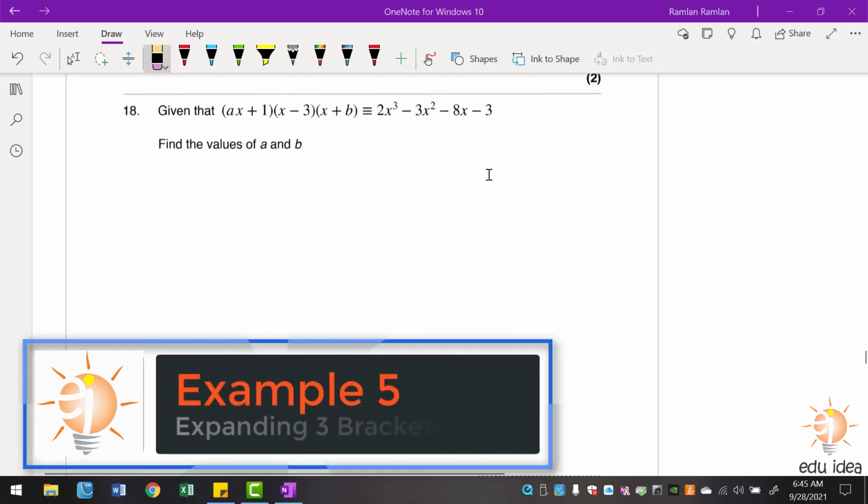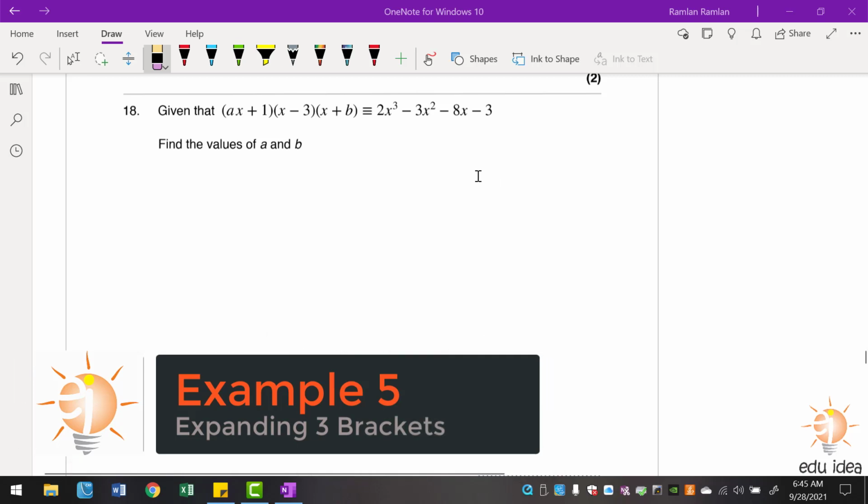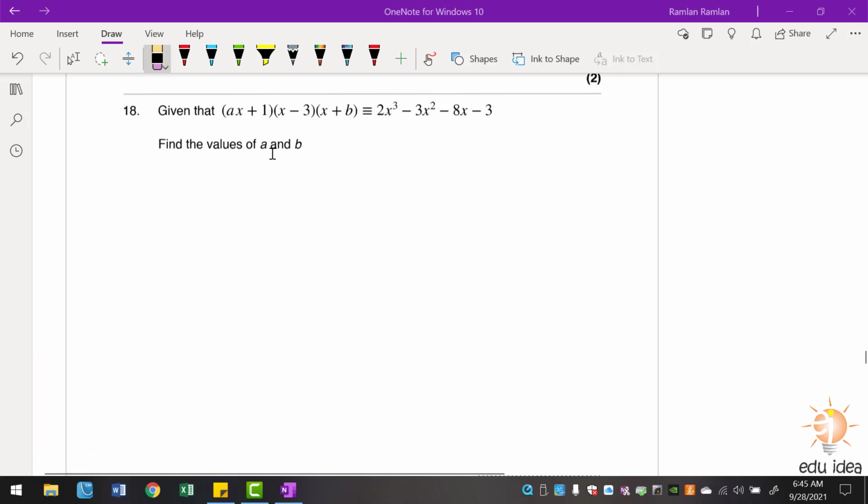Okay, another example. Given that (ax + 1)(x - 3)(x + b) is equivalent to 2x cubed minus 3x squared minus 8x minus 3, find the values of a and b. So we do the same thing like before, guys. We need to expand this so that it has the same exact form as this guy. Okay, so we need to expand this one first.